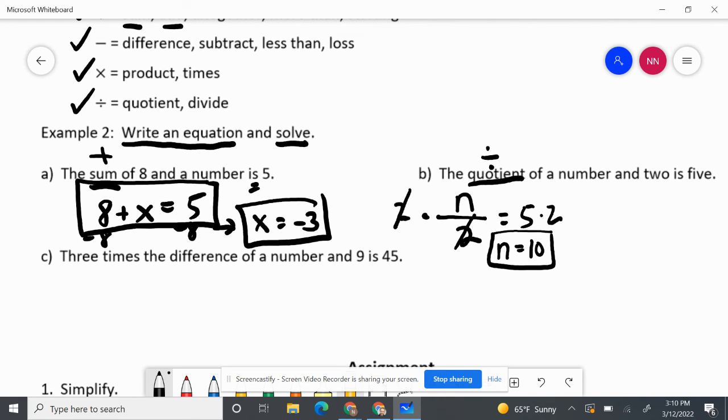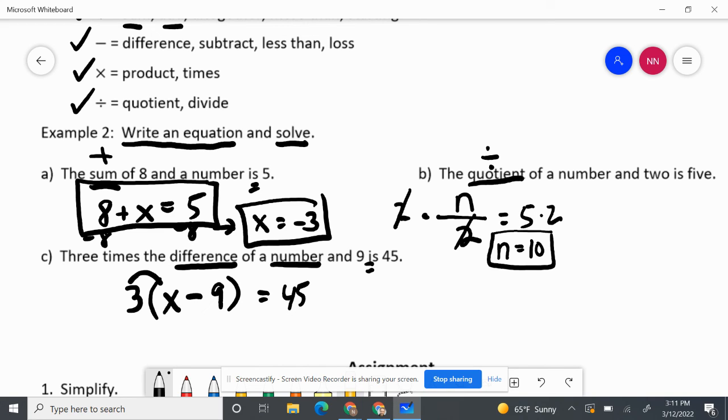So for letter C, 3 times the difference. This is kind of tricky. This is not saying 3 times we're subtracting. It's we're multiplying the difference. So this has to do with order of operations. We're first subtracting, and then we're multiplying. So we're going to multiply by 3, but we're multiplying the difference. And once again, order matters. A number, I'm going to use the letter x, and 9 is, once again, means equals.